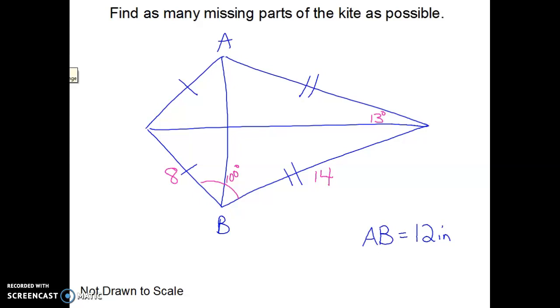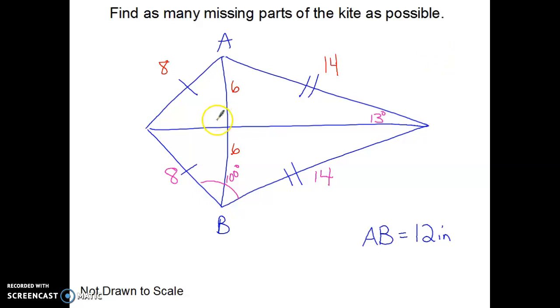This quadrilateral is also a kite based on markings. So we're going to try to find as many missing parts as possible. So I'm going to start with the obvious ones. We can find those two sides right away. The next thing is, I have this information that AB equals 12. Each of these pieces would be 6, because there is one diagonal line that is bisected in a kite.